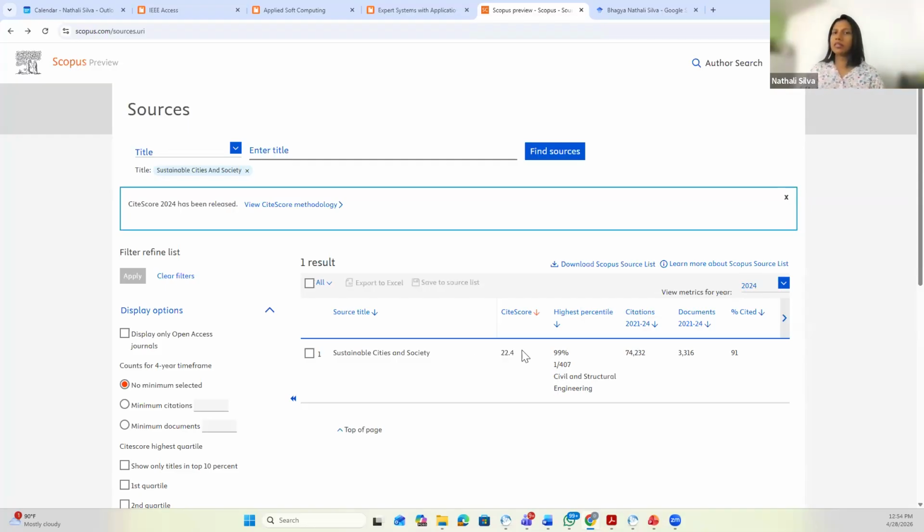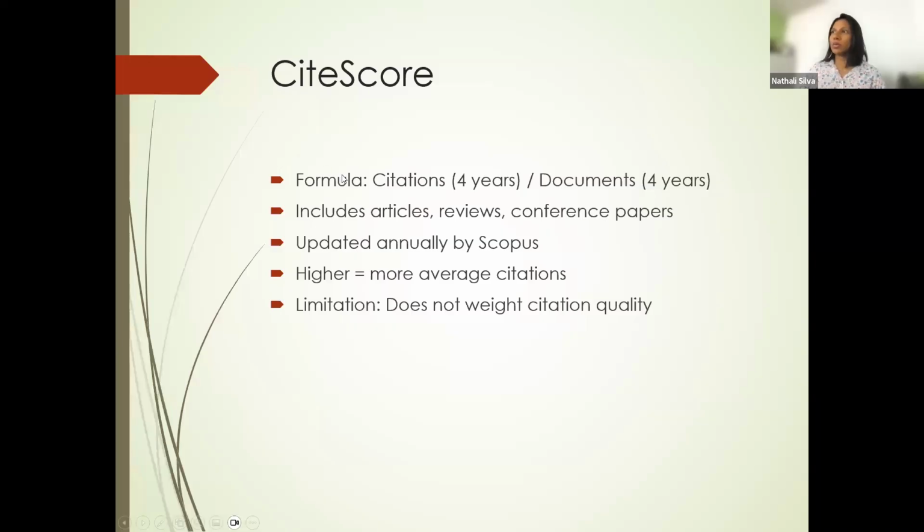Okay, so I believe you get some understanding about the CiteScore. If the CiteScore is high, you can assume there is a high chance of your work also being cited by other scholars when you submit it to a particular journal. However, it does not weigh the citation quality. It simply gives a quantitative value about the citations.